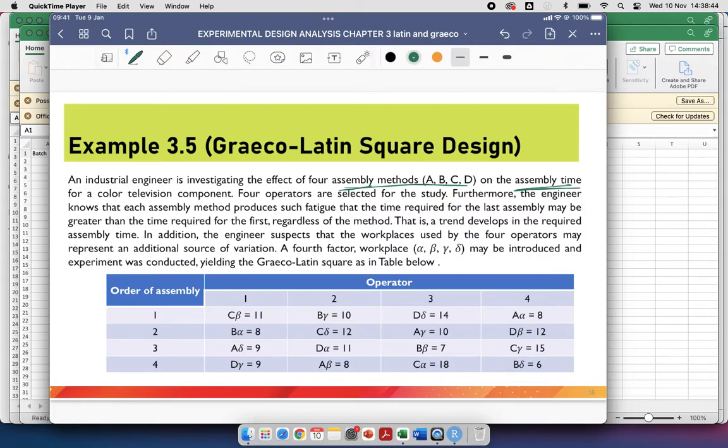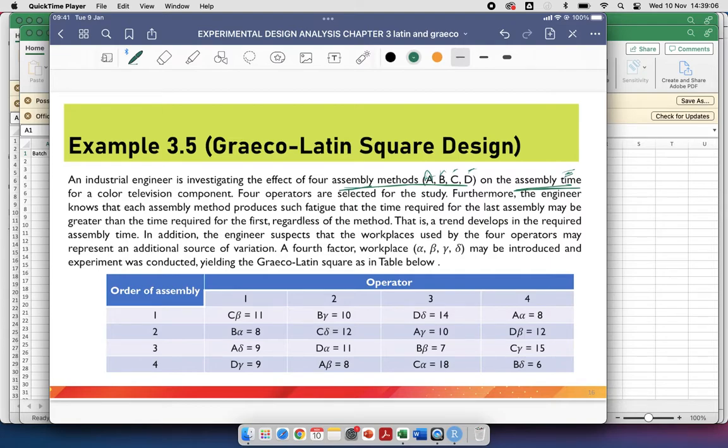Adakah guna assembly method A bagi masa yang lain? Guna assembly method B bagi masa yang lain. Guna assembly method C bagi masa yang lain. Guna assembly method D bagi masa yang lain. Ataupun gunalah apa-apa pun A, B, C, D ke, sama je. So dia nak test. So bila dia nak test tu, dia kata 4 operators are selected for the study.